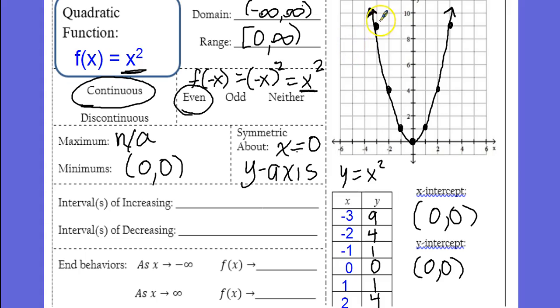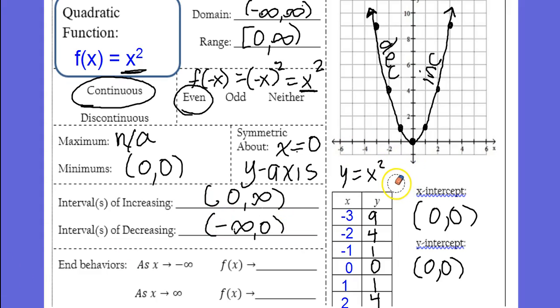Okay, so intervals of increasing. So it's decreasing until we hit the valley, and then it increases, right? So increasing from 0 to infinity, decreasing from -infinity to 0. But not inclusive of 0 because (0, 0) is actually not an increase or a decrease, it's just the bottom. These are all parentheses. Sorry.